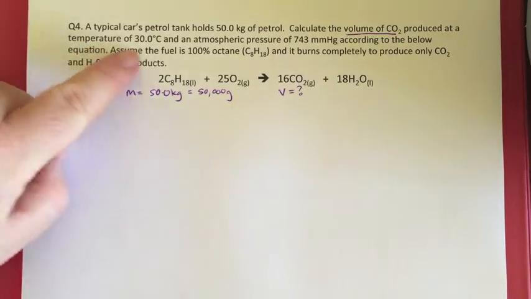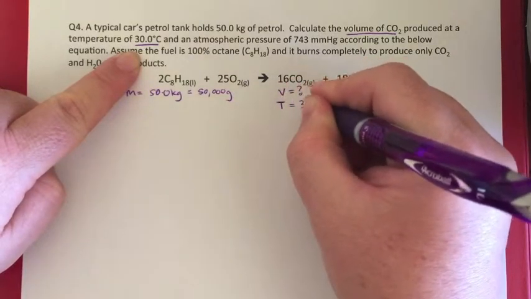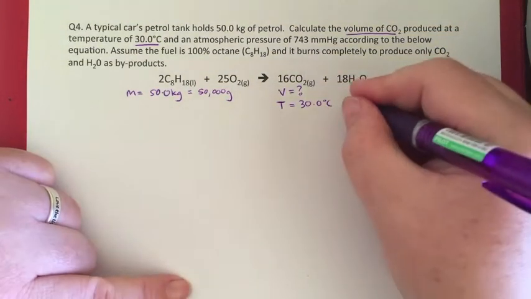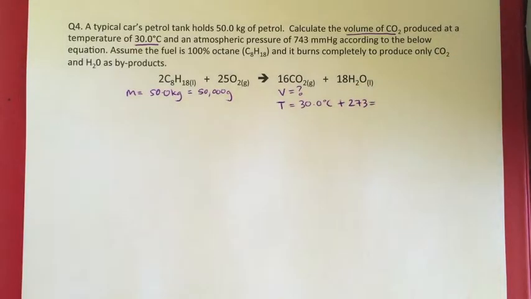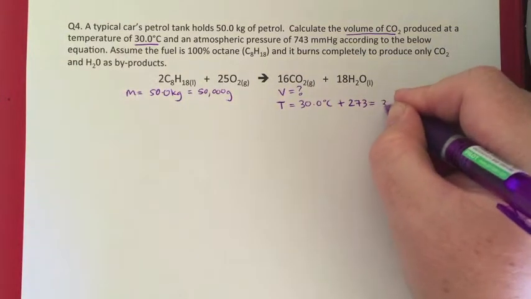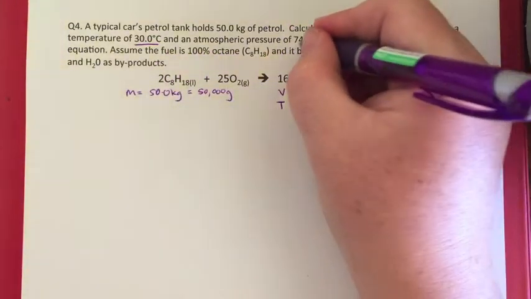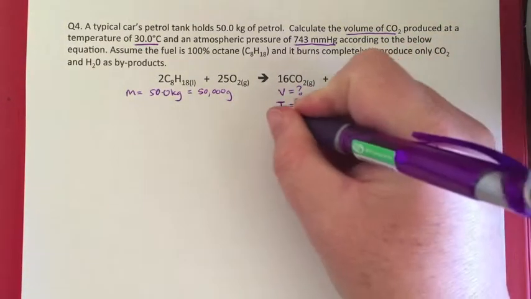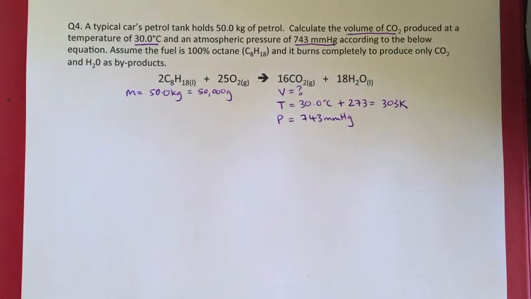Produced at a temperature of 30 degrees Celsius. Again, I would immediately change that into Kelvin because we don't want to get caught using degrees Celsius. So 30 degrees in Kelvin is 303 Kelvin. At an atmospheric pressure of 743 millimeters mercury. This one's a little bit trickier. So that's our pressure, P. Okay, 743 millimeters mercury.